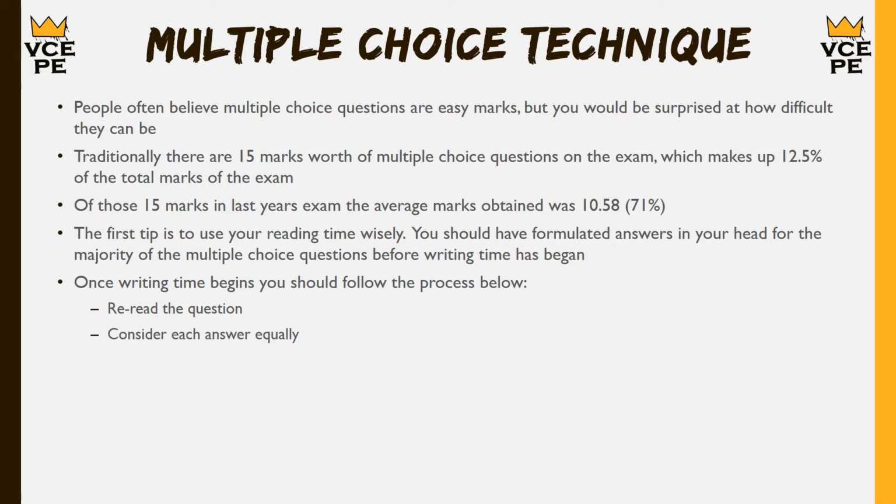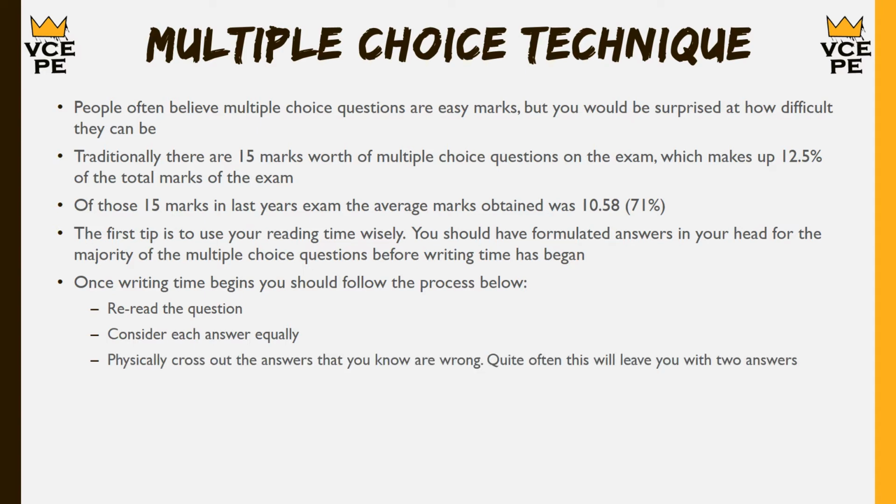Once you've done that, the next thing is to make sure that you consider each answer equally. A lot of people have a habit of reading the question and reading answer A and going, yep, that's it. They'll circle A, but what they don't realize is there is a better answer later down in the other 3 options. So make sure you consider each answer equally.